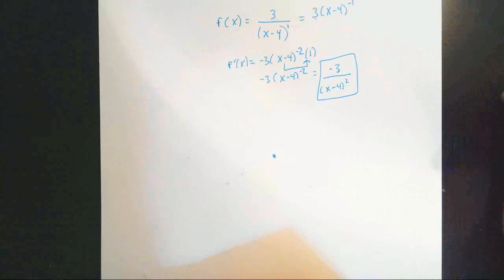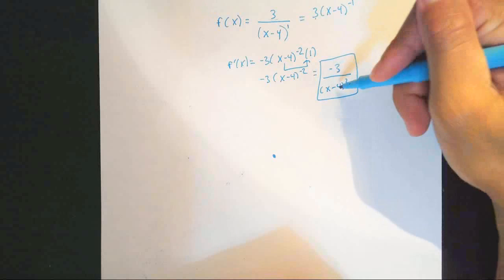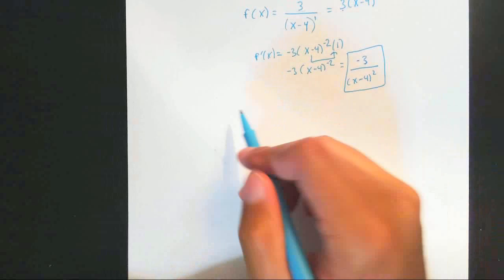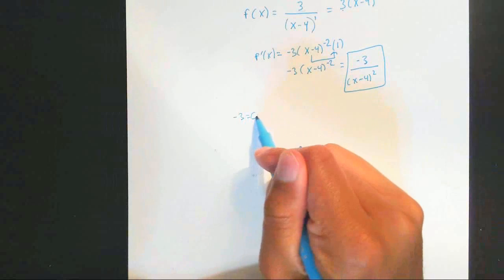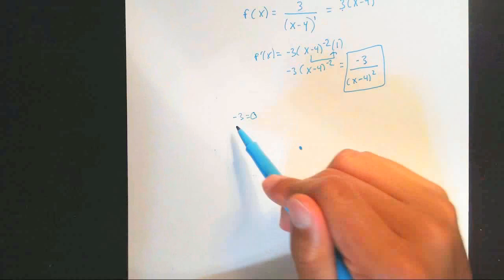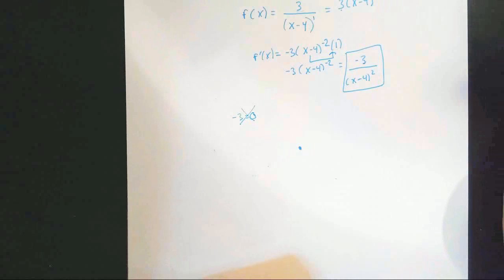Now the unique thing about rational expressions is that to find your critical numbers, you have to set the top equal to 0, and you also have to set the bottom equal to 0. If you set the top equal to 0, you get -3 equals 0, which doesn't make sense because how can I solve for x? There is no x, and also -3 is not equal to 0. So when you can't solve for x, there are no critical numbers there, or resting points.